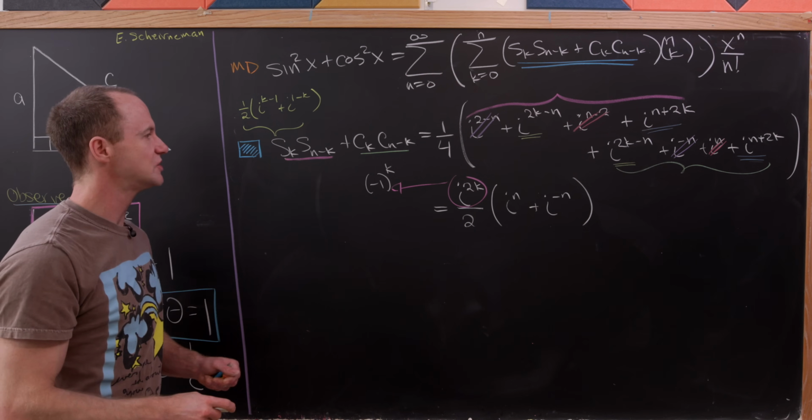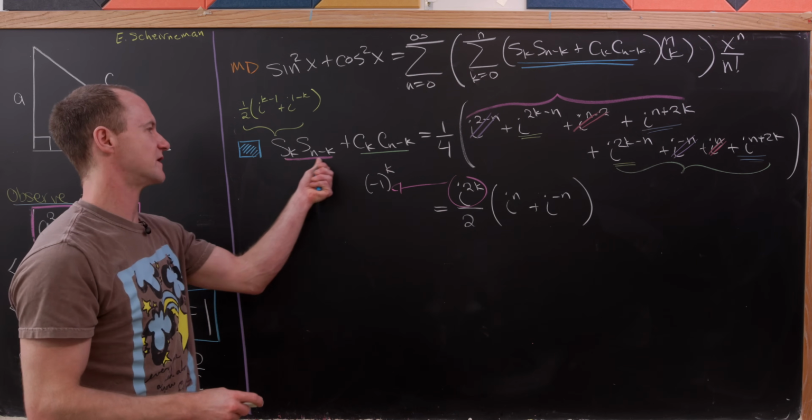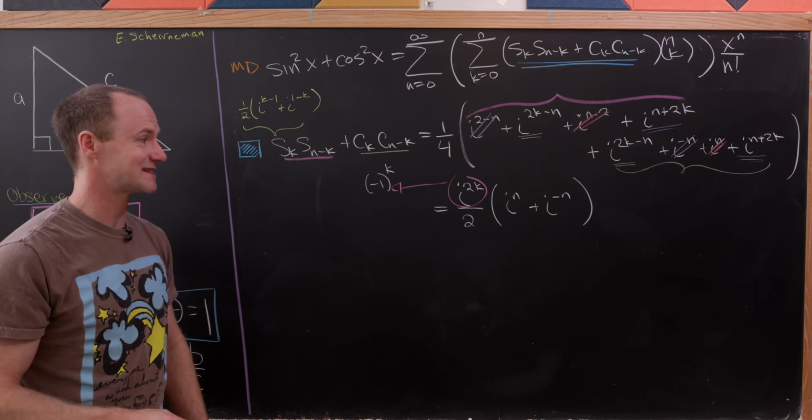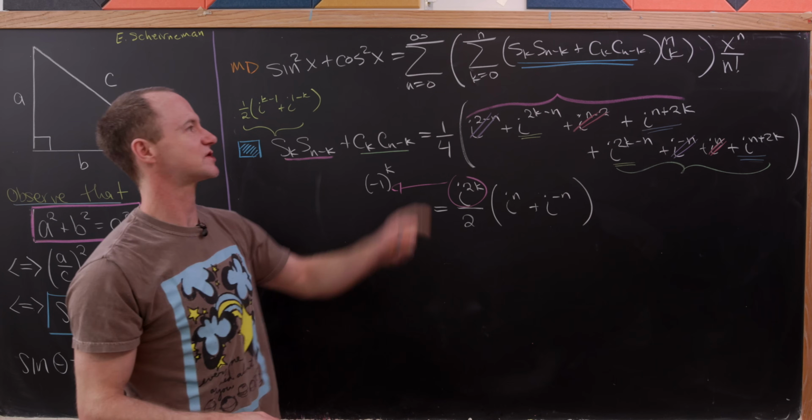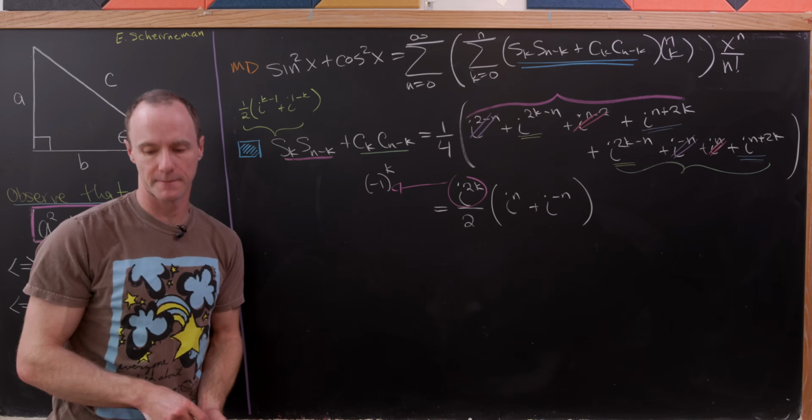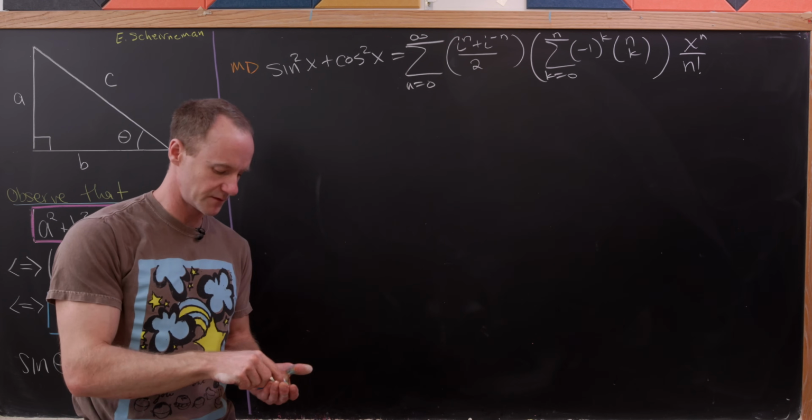Now what I'd like to do is take this expression for this sum of s and c type terms, and insert it into our formula up there. All right, so this is where we left off.